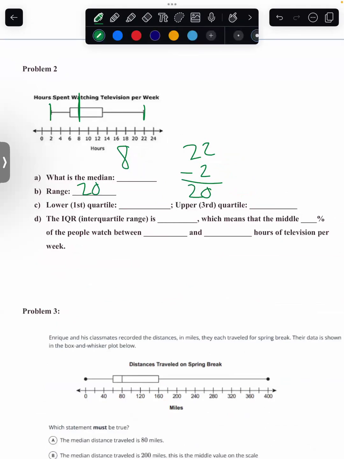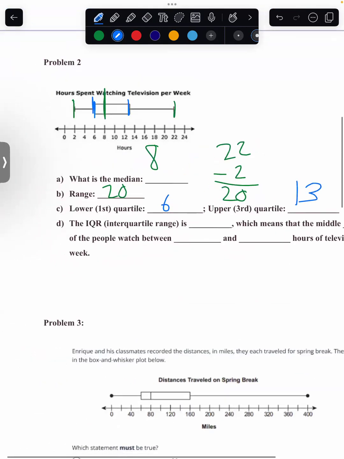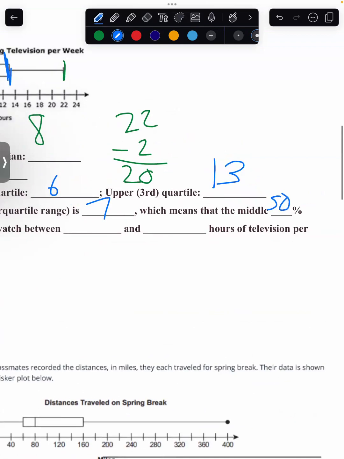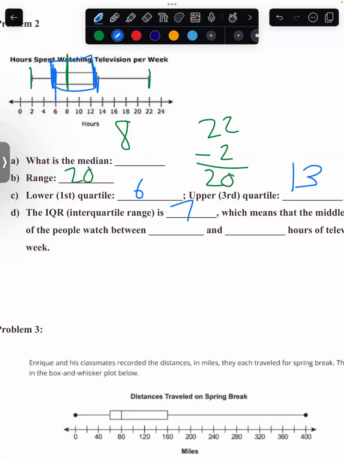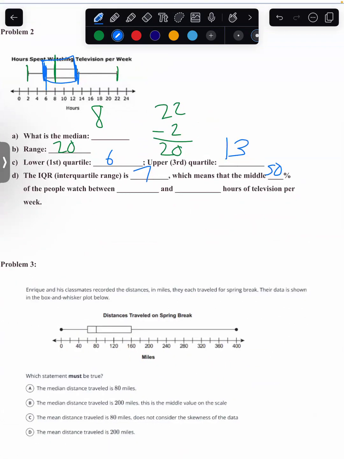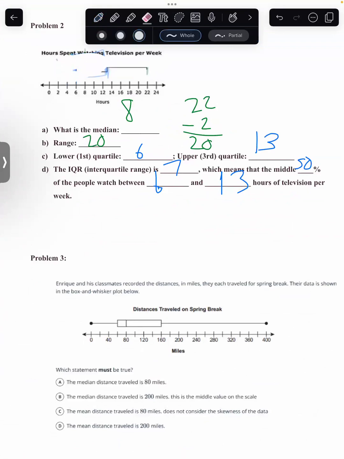Now, the quartiles, we're looking from this is the first quartile, this is the third quartile, right? So the first quartile is 6. The upper quartile is 13. The interquartile range means subtract the upper quartile minus the lower quartile. 13 minus 6 is 7, which means that the middle half, or the middle 50%, right? So this is 50% of the data right here, inside the box. The middle 50% of the people watch between 6 and 13 hours of TV per week. That's how you interpret the interquartile range.